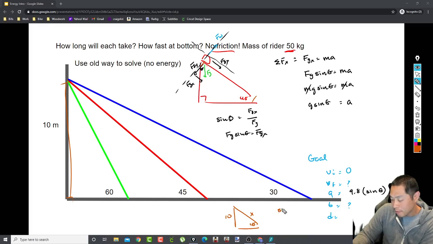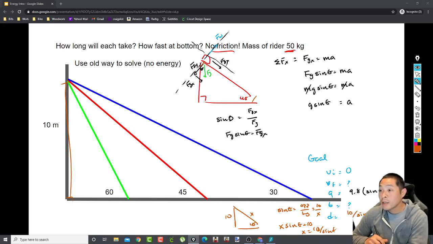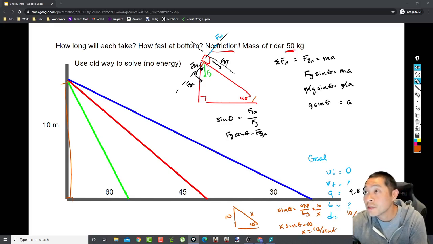So sine of theta, remember, is opposite over hypotenuse. In this case, it is 10 over x. So x sine theta equals 10, or if we're looking for x, 10 divided by sine theta will give us x, which is d. Okay, so those are our two unknowns, using the stuff that we learned before to solve for it.